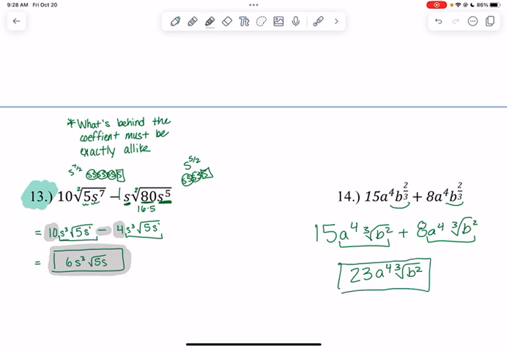So for adding and subtracting, you really should get them to be the same and then just add or subtract the coefficients. But you've got to simplify them first.